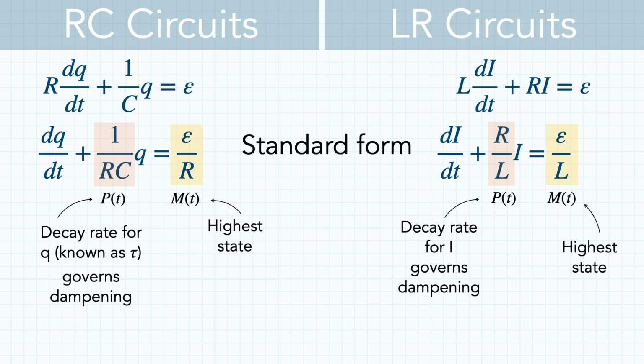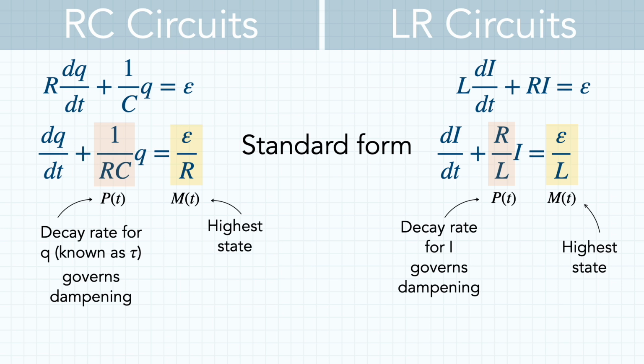Here you can see that the 1 over RC is the decay rate for the charge, also known as tau, which governs the dampening of the current in the system. We also have the decay rate, but for the current, which governs dampening of the current. And these two, m of t, are just the highest states that it would reach, as you might have seen in the graph from earlier.